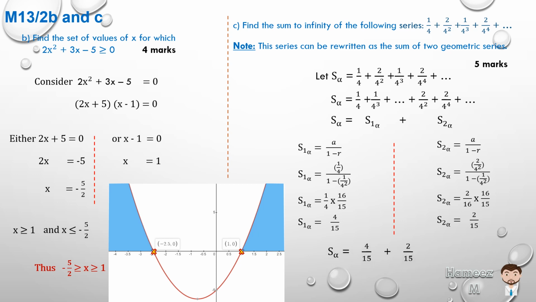So the sum to infinity in total would be 4 over 15 plus 2 over 15. So the sum to infinity of the following series is 6 over 15.